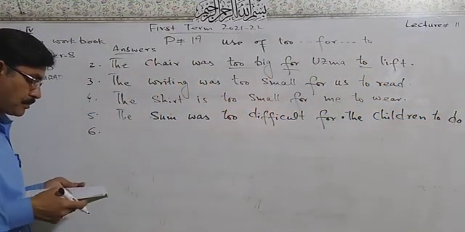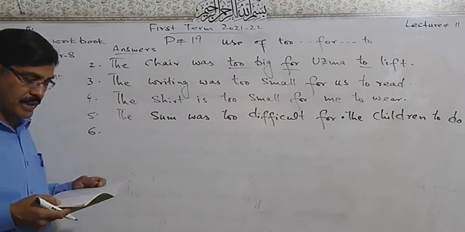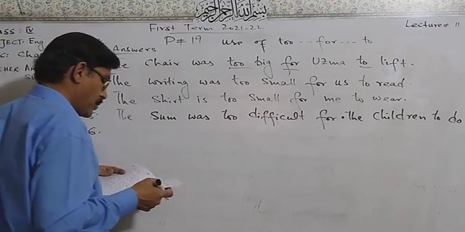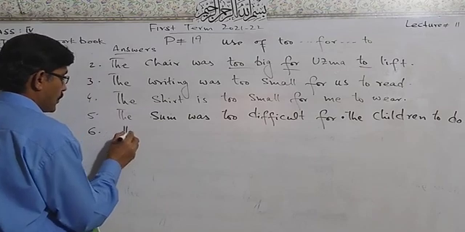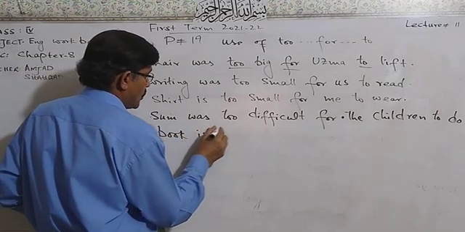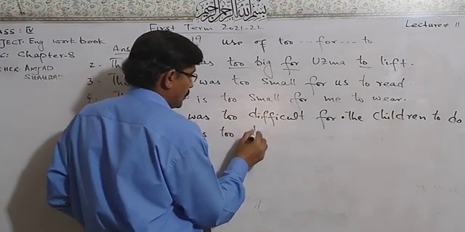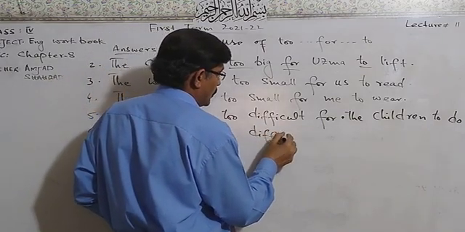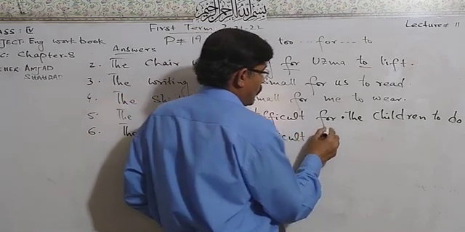Next one, number six. The book is too difficult, he cannot read it. The book is too difficult for him.